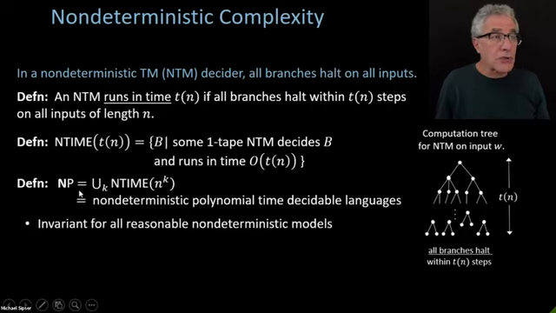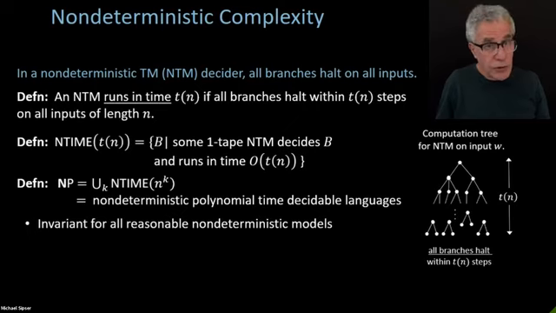And one of the motivations we had for looking at P, the class P, was that it did not depend on the choice of model, as long as the model was deterministic and reasonable. And the class NP is also going to not depend on the choice of model, as long as it's a reasonable non-deterministic model.